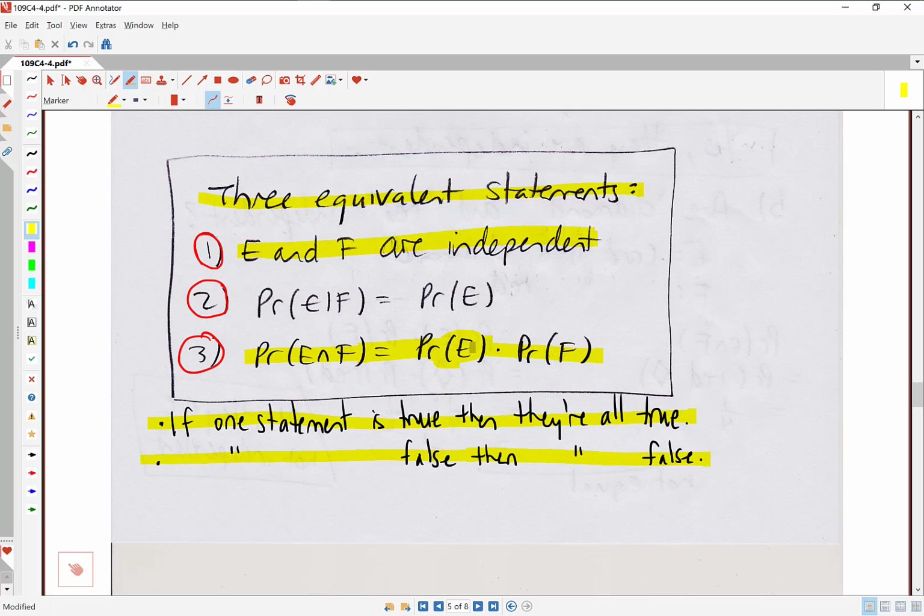If E is having no impact on F, then it should be fine to just multiply the probabilities. So we're going to do a few short examples now, just to help us understand the idea of equivalent statements and what we can and cannot conclude.